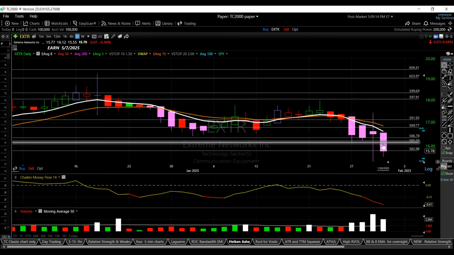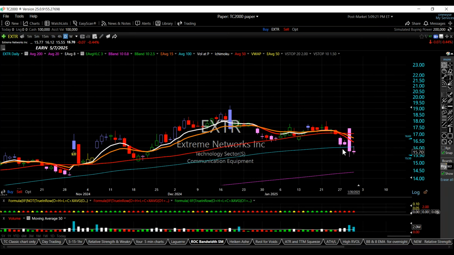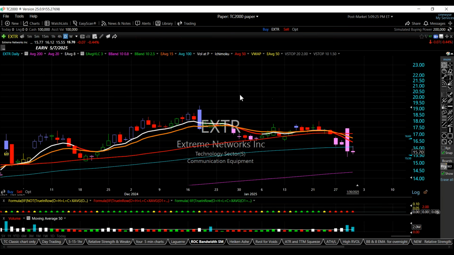So I look at Heiken-Ashi and I see it looks pretty good. So that's a decent short, EXTR, decent short, and it corresponds to this level right here. It's below the 100 and it's got room down to the 200. Nice short for EXTR.